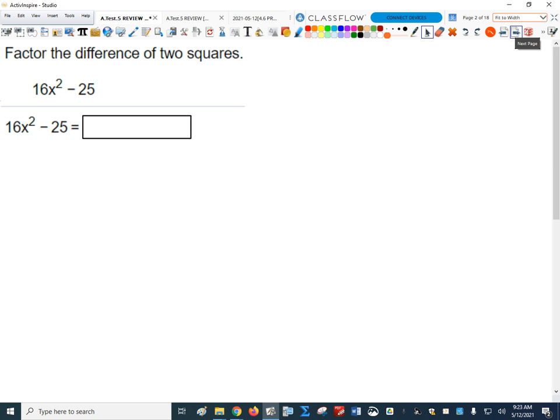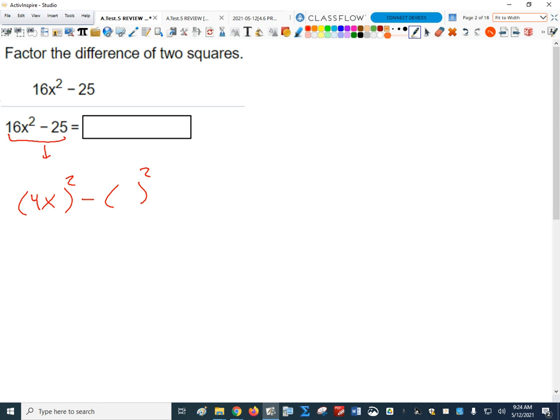How about this one? Factor this as a difference of squares. Okay, so how am I going to have to rewrite this to look like a difference of squares, first of all? I've got to take this expression and rewrite it as a squared minus b squared. Well, what's my a? What do I have to square to get that first term? 4x. There you go. So that's going to be a 4x.